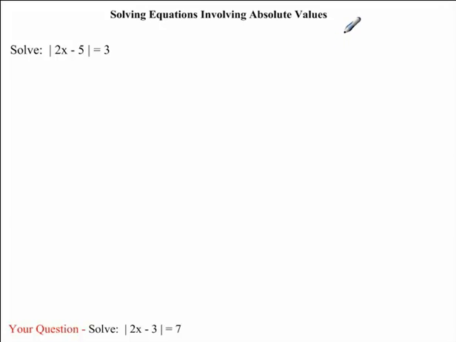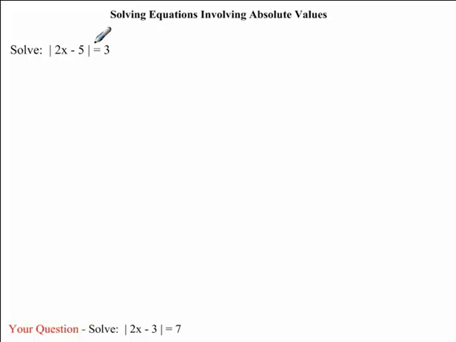In this mini clip, we'll be solving equations involving absolute values. While we answer this question together, you will be solving the similar problem on your own using the same technique. We are asked to solve the absolute value of 2x minus 5 equal to 3.